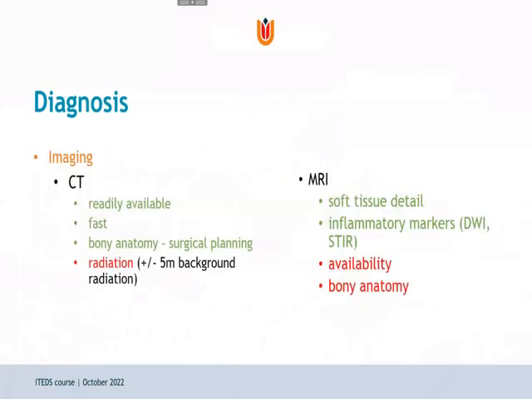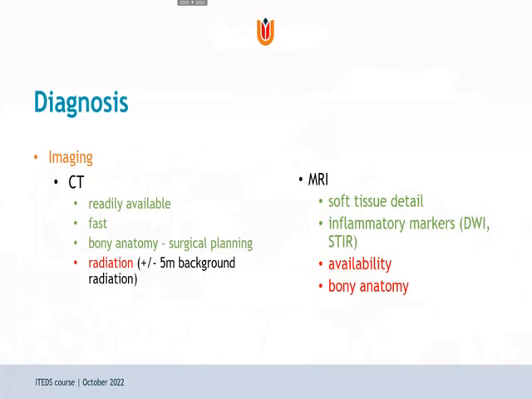Imaging is often supportive. I think most clinicians probably use CT because it's readily available, fast, and it defines the bony anatomy very nicely, which allows for surgical planning. The downside of CT is the radiation. CT of the head administers about the amount of radiation that is equivalent to 5 months of background radiation.